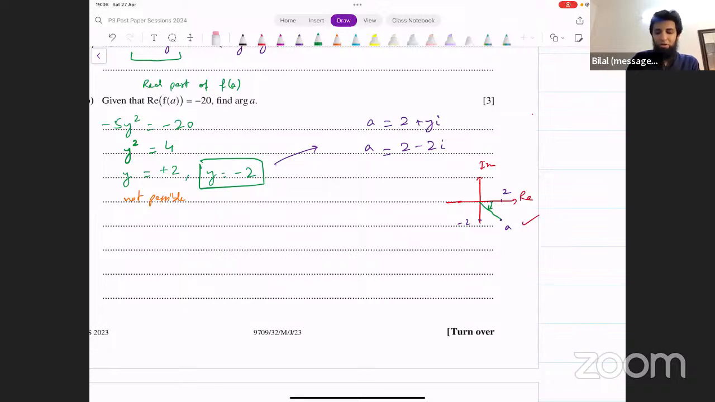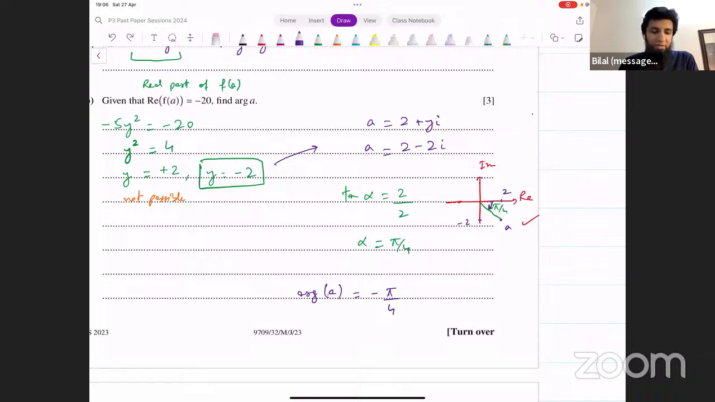Or if you want to show working, you can do that. This is how you would do it. You would say the basic angle turns out to be tan inverse of 2 over 2. When you calculate this, this is pi over 4. But now, since this angle pi over 4 is in the fourth quadrant, what do you say about the argument? The argument of a is therefore going to be minus pi over 4, because in the third and fourth quadrants, we write the argument as a negative number going clockwise like this. That's the argument, minus pi over 4.